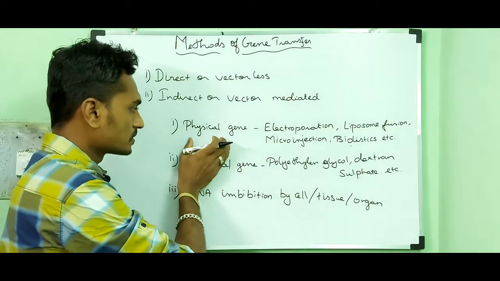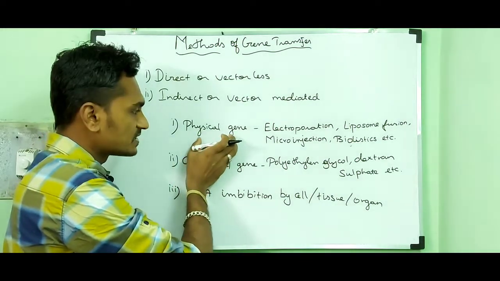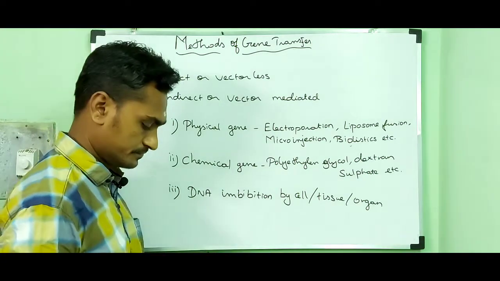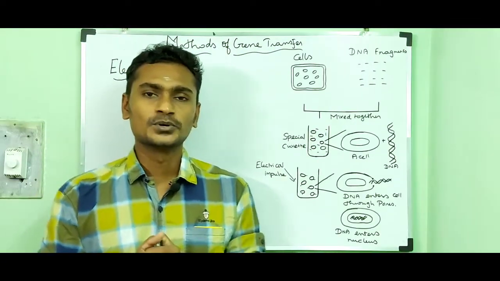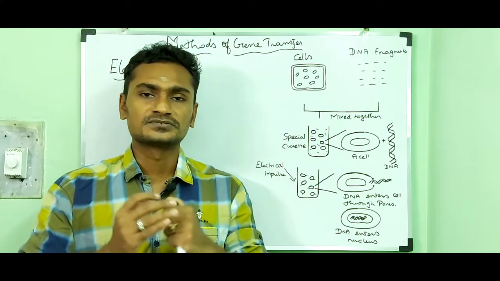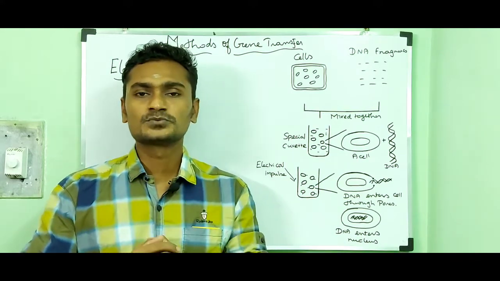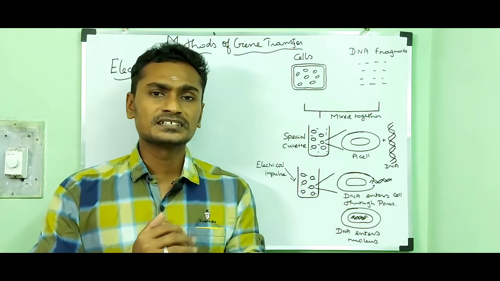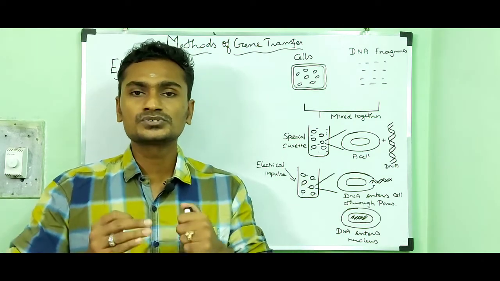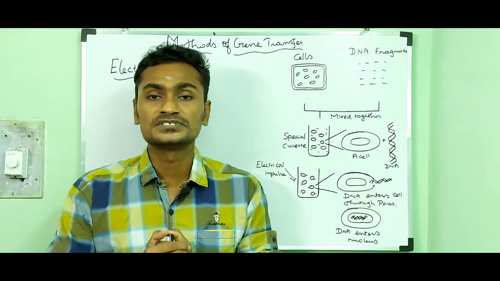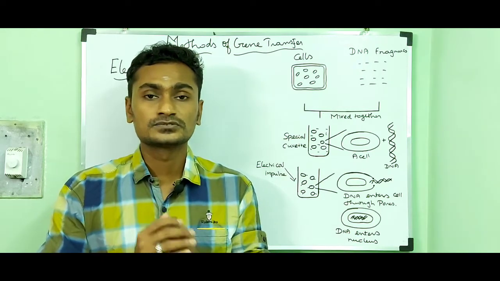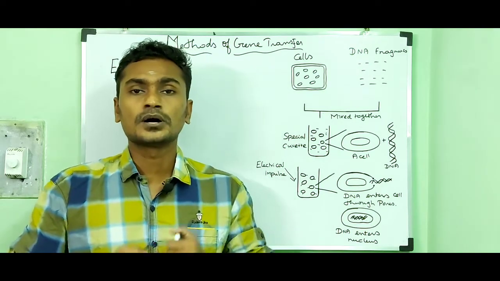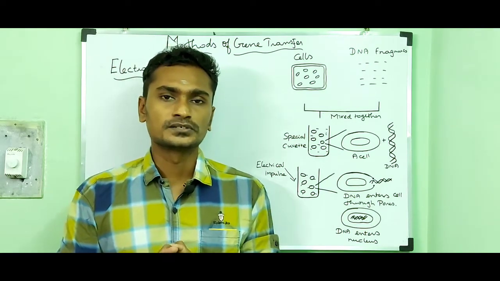First, I am going to tell about the physical mediated gene transfer. Let's talk about the types of physical gene transfer method. Electroporation is one of the best methods in physical gene transfer. Basically, electroporation involves the use of high voltage electrical impulses to reversibly permeabilize the plasma membrane or cell membrane to uptake the DNA molecule.